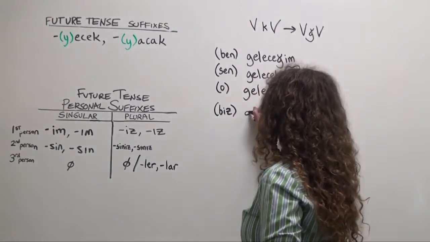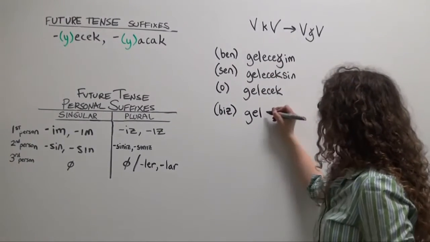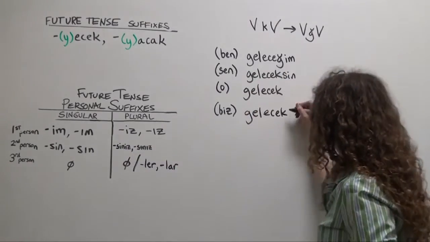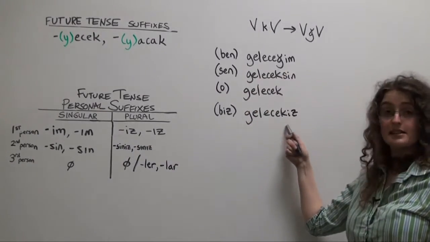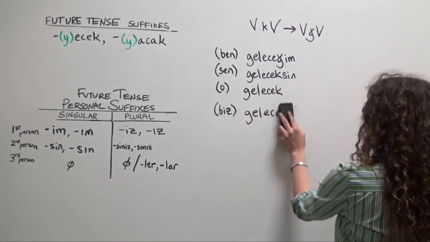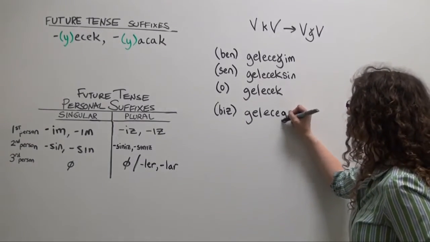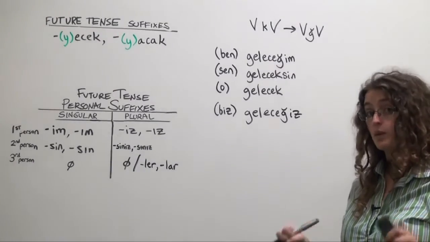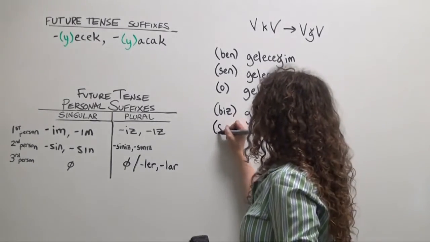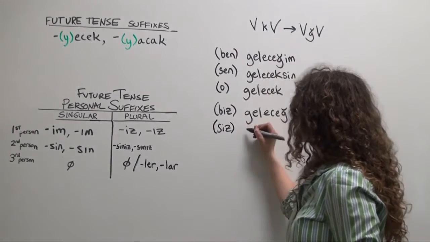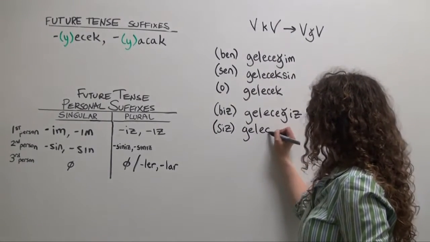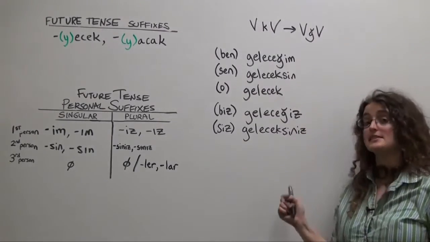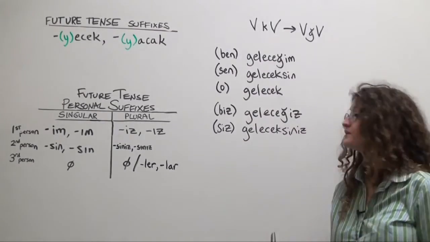Biz gel, ecek, is sandwiched between two vowels. Biz geleceğiz. We will come. Siz geleceksiniz. Notice that that K does not have to change because it's not between two vowels.